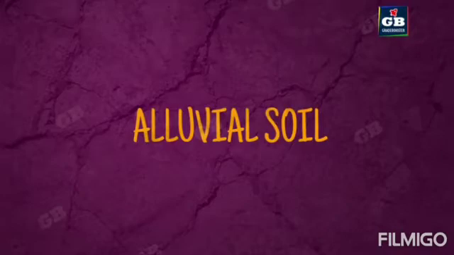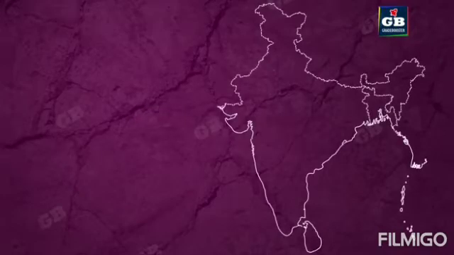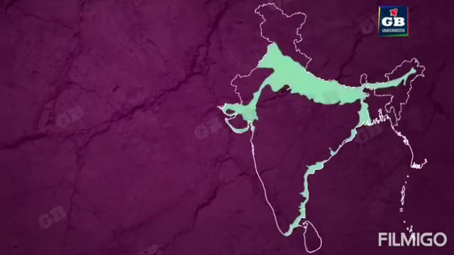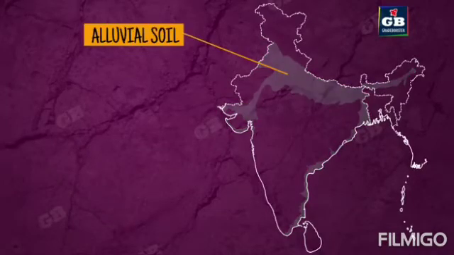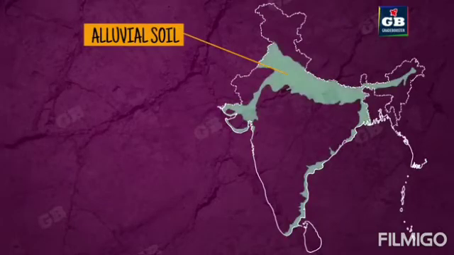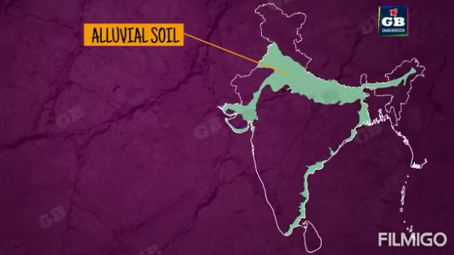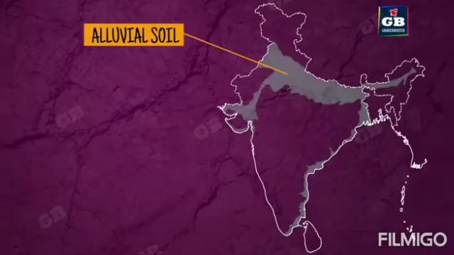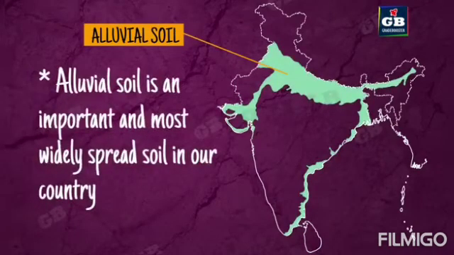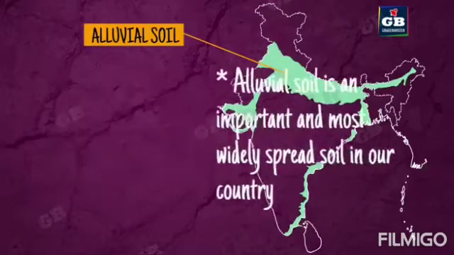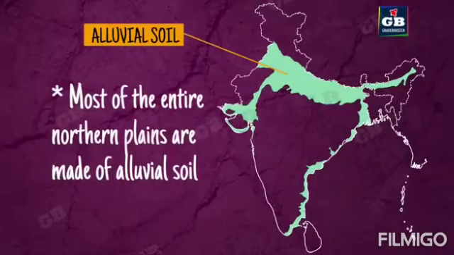Alluvial soils. Here we can see the India outline map with the alluvial soils highlighted. Remember this marking to answer the identification questions asked in the board exams. Along with the identification, let us learn some important points about the alluvial soils. Alluvial soil is an important and most widely spread soil in our country. More or less, the entire northern plains are made of alluvial soil.